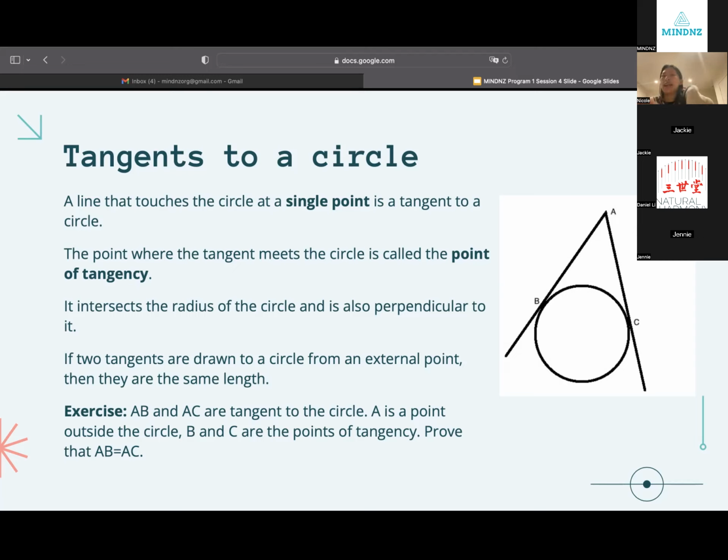So here's an exercise. AB and AC, as pictured in the diagram, are tangent to the circle. A is a point outside the circle. B and C are the points of tangency. So what I want you all to do is prove that AB equals AC. How about we take 2 minutes to do this?